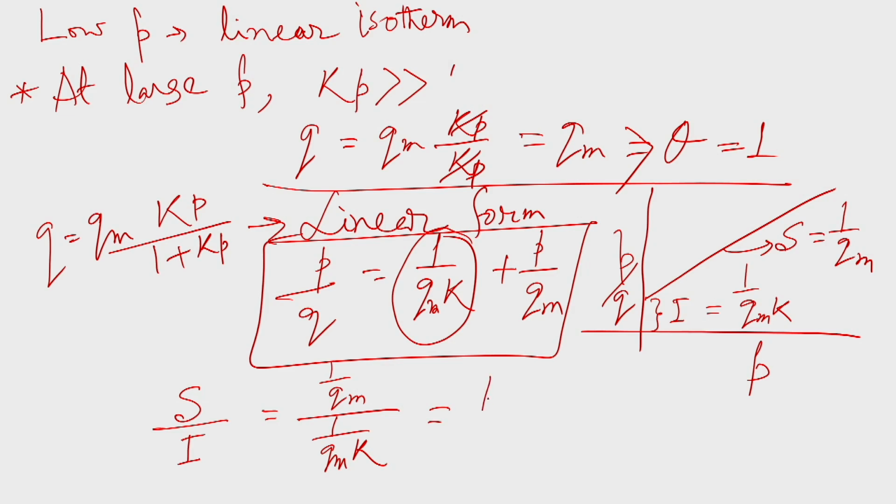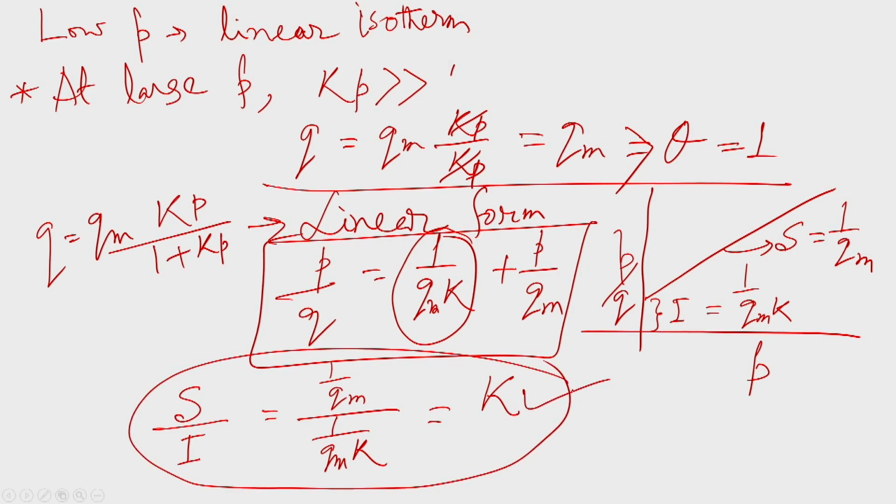So that is coming out as K. Slope by intercept actually will give this capital K. Okay. So from there, slope by intercept, we will get this capital K.